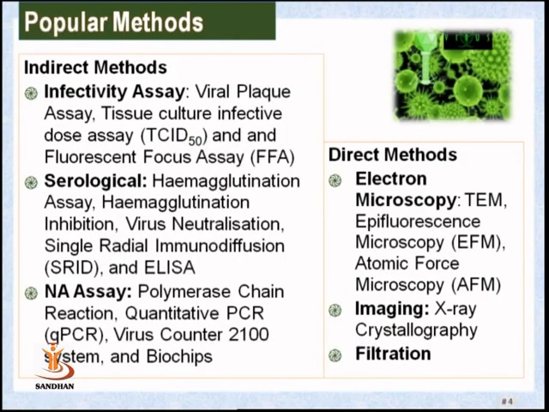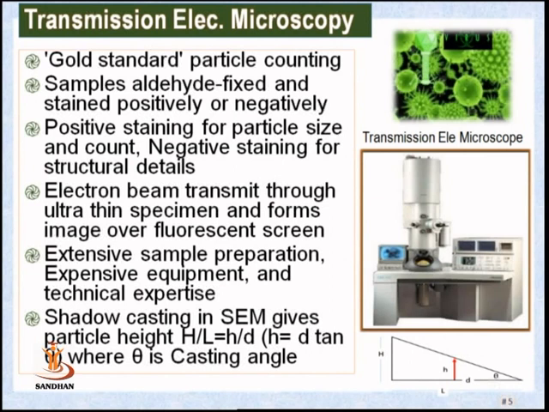The most popular methods among the direct kind of technologies are electron microscopy. And electron microscopy is, you can say, a gold standard for the purpose of counting particles. In these techniques, samples are fixed over an ultra thin membrane using chemicals like aldehyde. Afterward, the viral preparation can be stained positively or negatively using compounds like osmium tetroxide or similar salts.